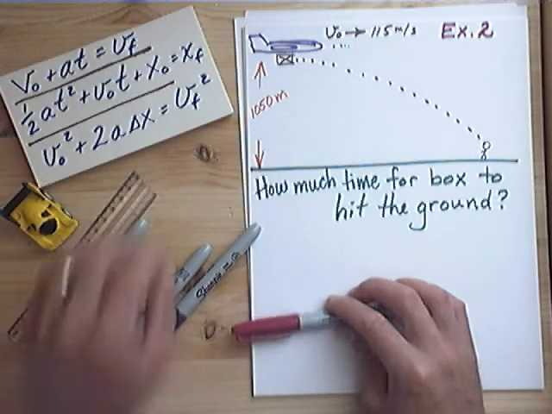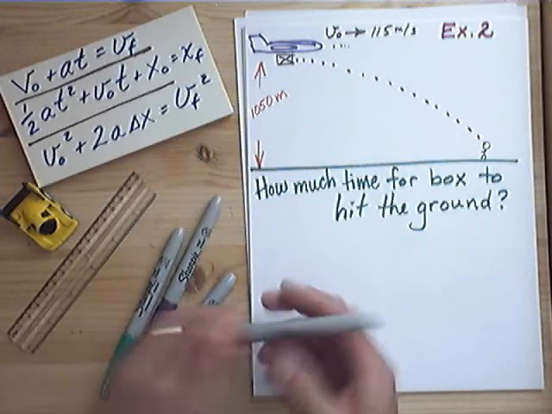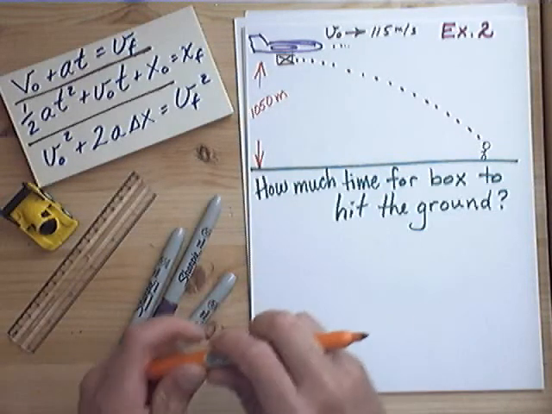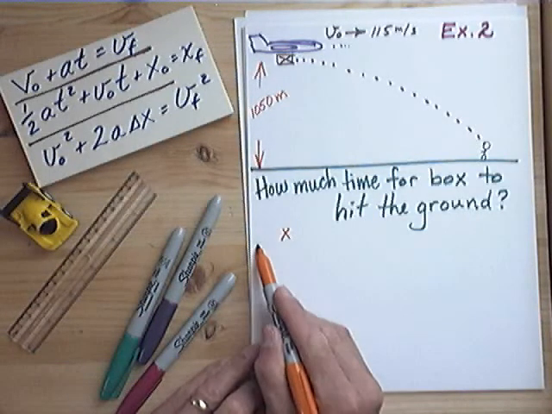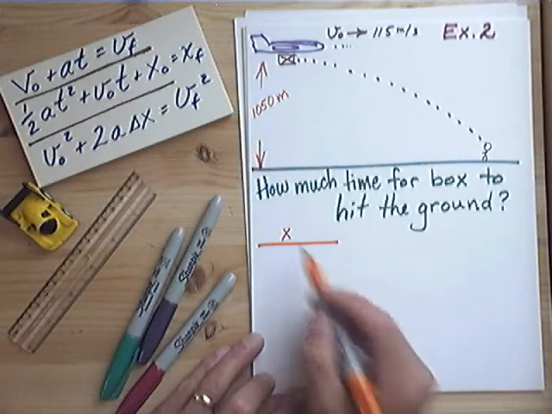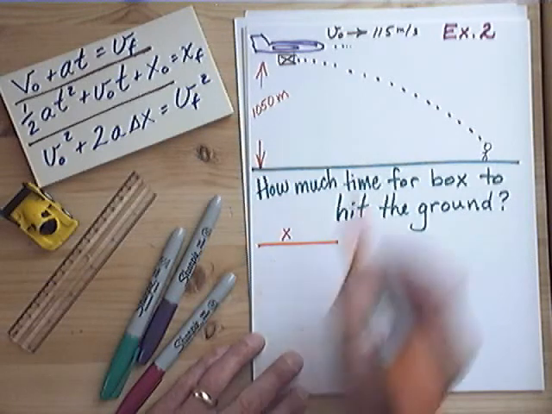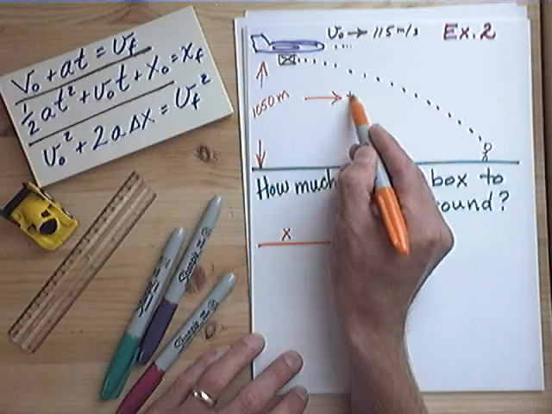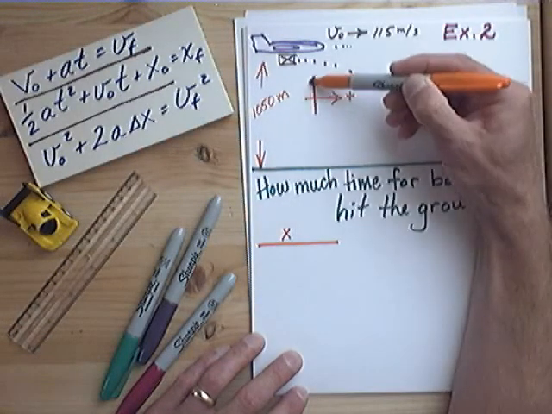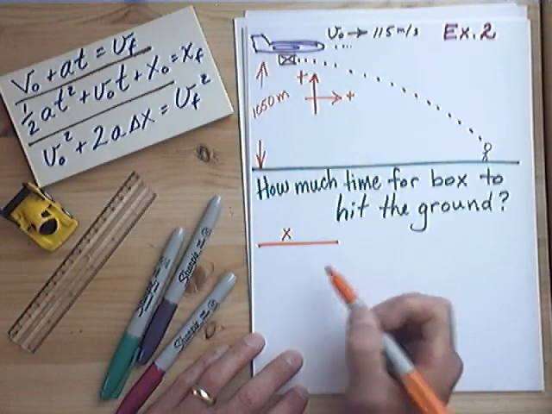So, let's take a look at our equations and break this up into its dimensions. So, first, in the x direction, that means we need directions. I'm going to make this way positive.